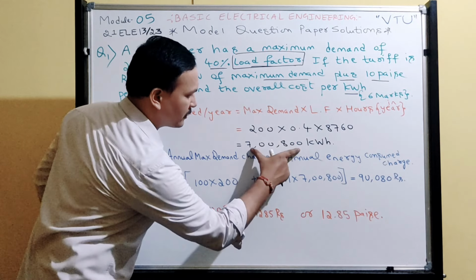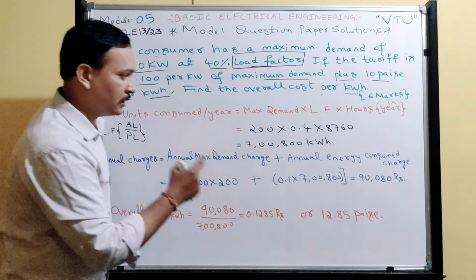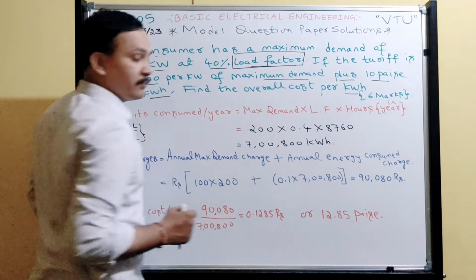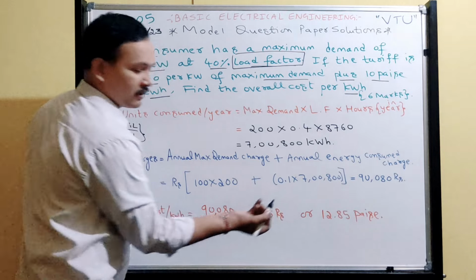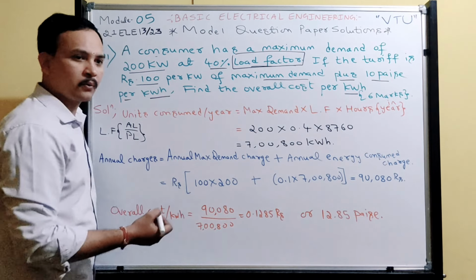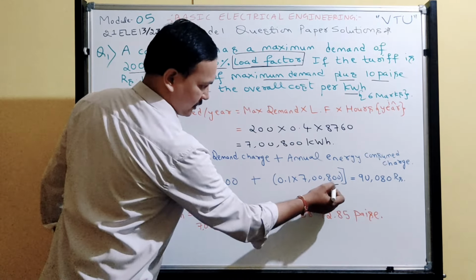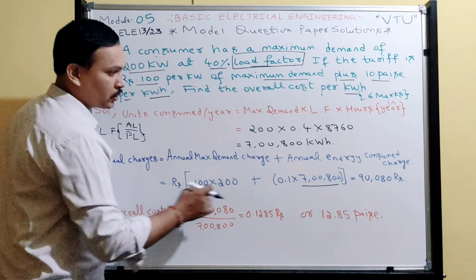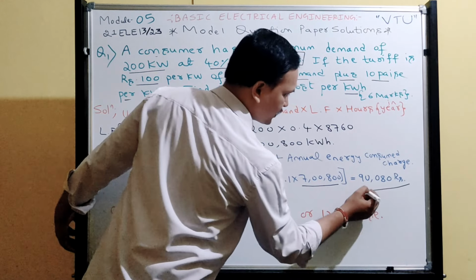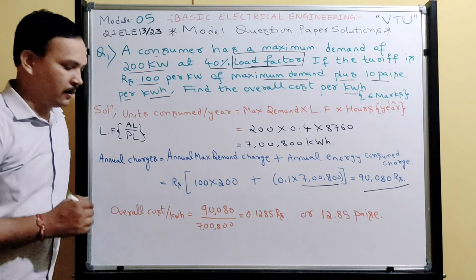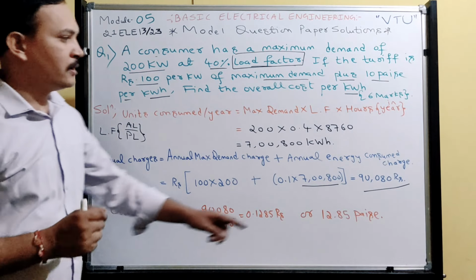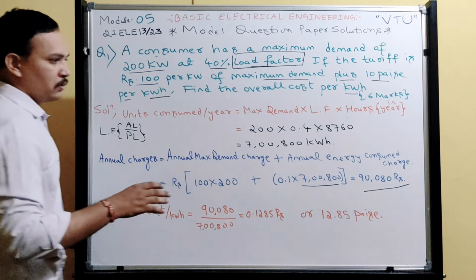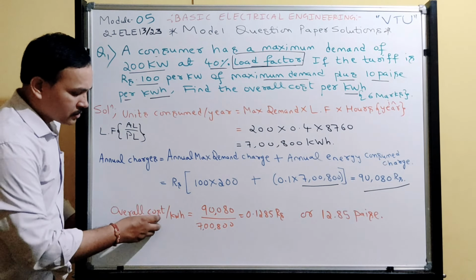How many kilowatt hours do we have? 7,800,000 kilowatt hour. In that, for 1 kilowatt hour, what is the cost? 10 paise. Okay, that is 10 paise, we can write in rupees 0.1, into this many hours. So multiply this into this, addition with this. All together, we are going to get this much amount of electricity bill. So the annual charges will be 90,080 rupees.